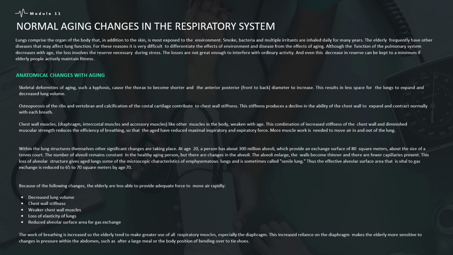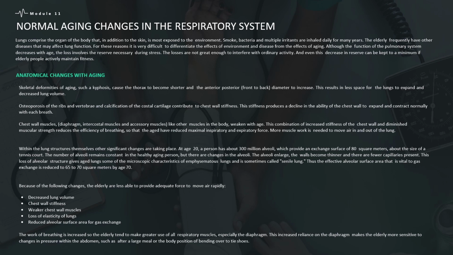More muscle work is needed to move air in and out of the lung. Within the lung structures themselves are other significant changes that are taking place. At age 20, a person has about 300 million alveoli, which provide an exchange surface of 80 square meters, about the size of a tennis court.